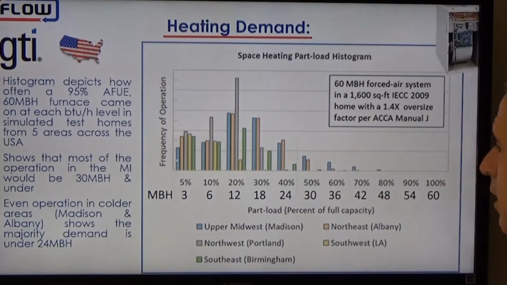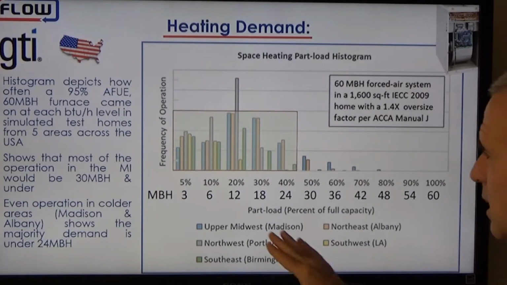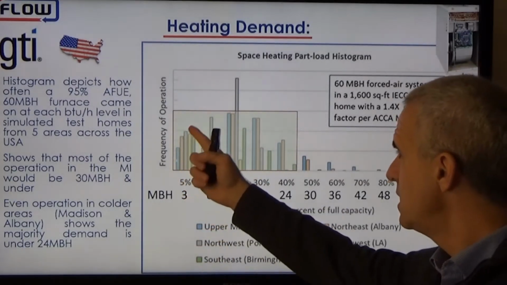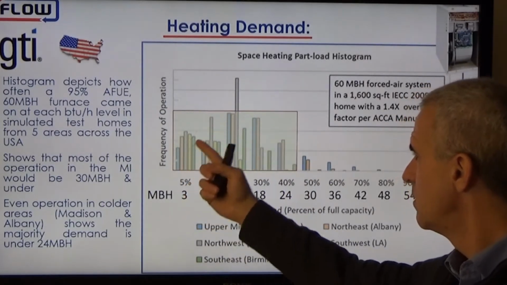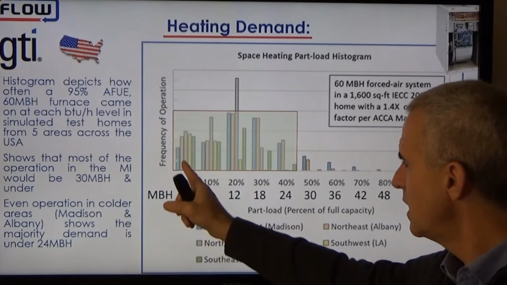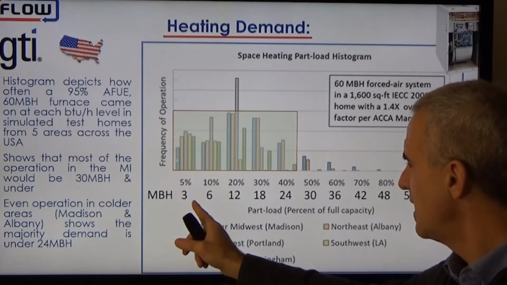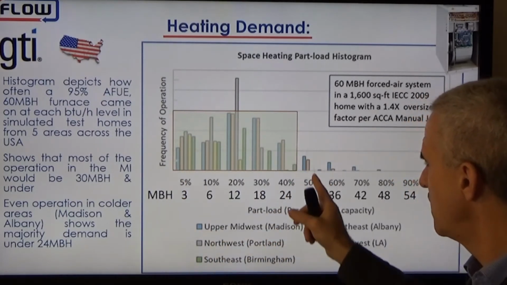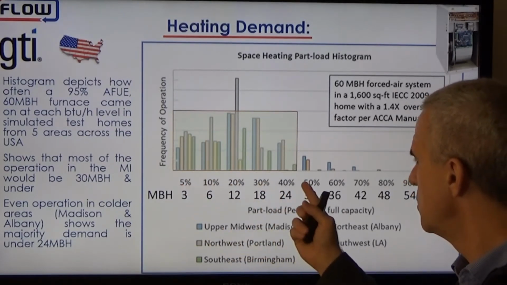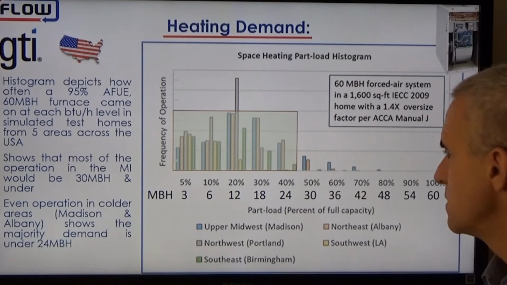But all to say that when we look at all 5 of those areas, you see that most of the heating distribution, even in the cold areas like Madison and Albany, is still in this range. So we're looking at 3,000 BTUs to 24 or 30,000 BTUs, somewhere in that range, 5% to about 50% of the 60,000 BTU furnace.